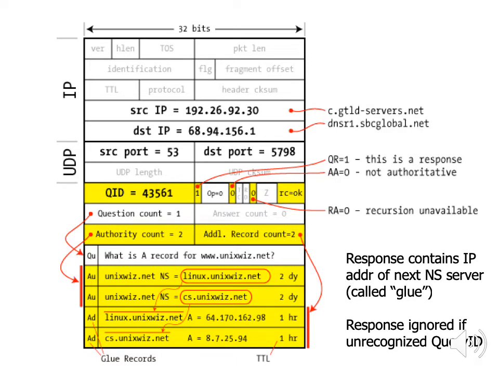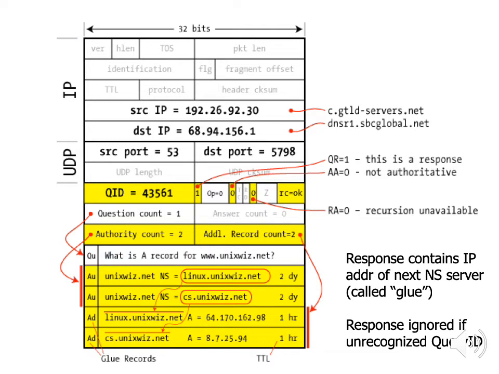The authorities are DNS names of name servers that know about the unixwiz.net domain name. So these are the 2 authorities. The additional records are the A records or the address records for these 2 servers. And we do this because this avoids having the client have to go then do a separate name server lookup for these 2 name servers, linux.unixwiz.net and cs.unixwiz.net, because the IP addresses are given. So note that the name servers have a 2-day lifetime because the name servers don't change very often. The addresses have a 1 hour lifetime because they might change.